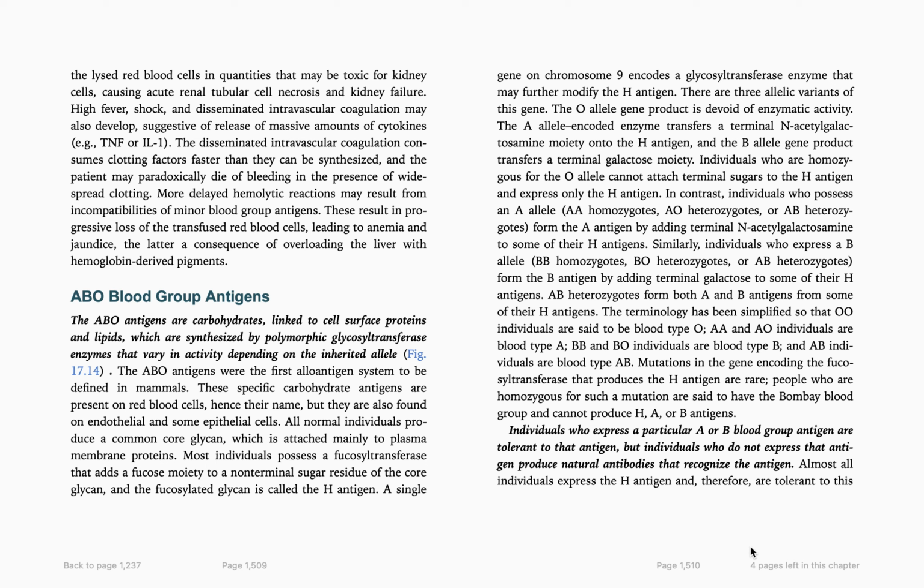Mutations in the genes encoding the fucosyltransferase that produces the H antigen are rare. People who are homozygous for such a mutation are said to have the Bombay blood group and cannot produce H, A, or B antigens.